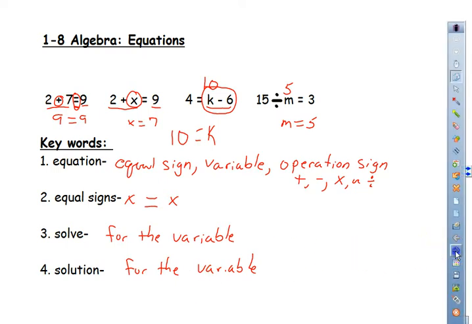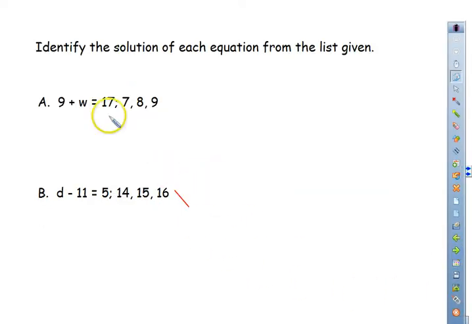So let's look at the next problem, or the next page. The question is simply asking you to identify the solution of each equation from the list given. Well, you say, what list is given? Right here is a semicolon. That semicolon is separating the equation, which is this, from my possible answers. I don't know why they always put the semicolon there, but they always do, and it always confuses students.